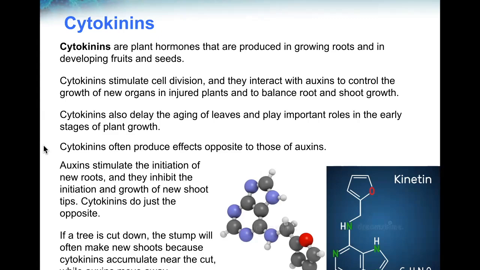Cytokinins often produce effects opposite to those of auxins. Auxins stimulate the initiation of new roots and they inhibit initiation and growth of new shoot tips. Cytokinins do just the opposite. If a tree is cut down, the stump will often make new shoots because cytokinins accumulate near the cut while auxins move away.